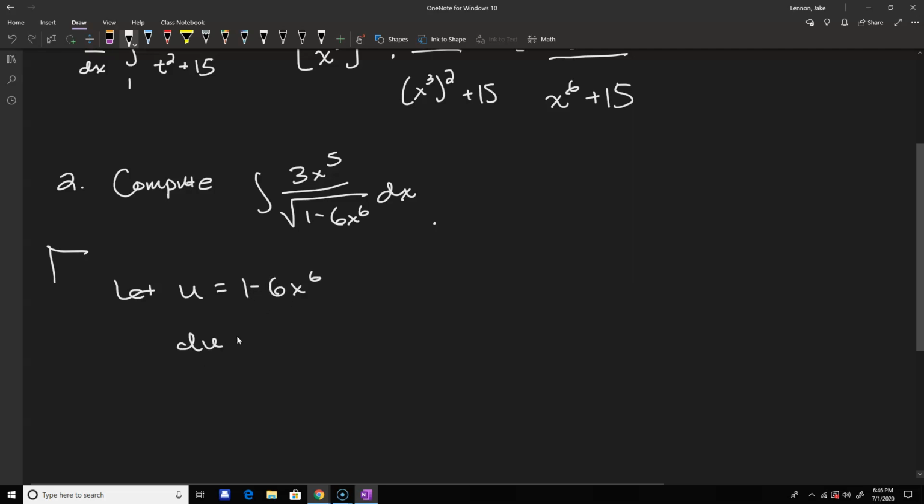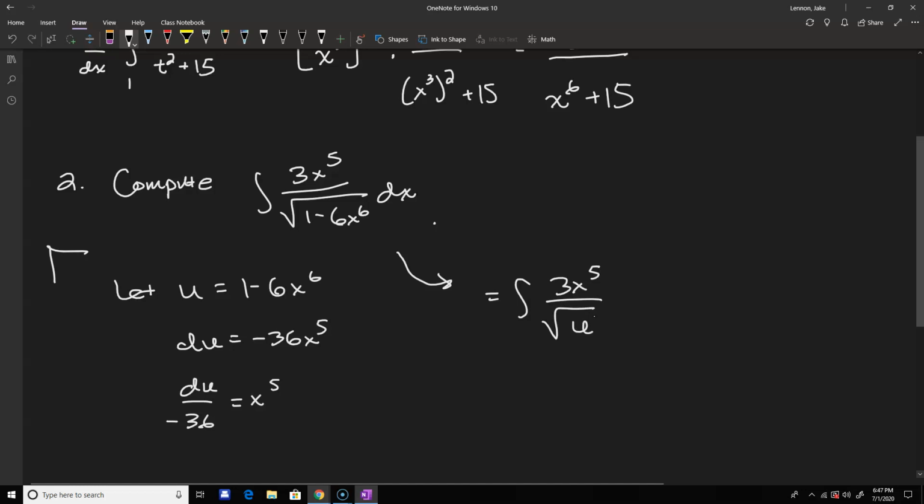So du will be, let's see, negative 36x to the 5th. So we really just want to solve for the x to the 5th, so du over minus 36 will be x to the 5th. And so then we can replace these things in the original integral. So we'll end up with the integral of 3x to the 5th over the square root of u times du over negative 36. So that will leave us with negative 1/12 on the outside.